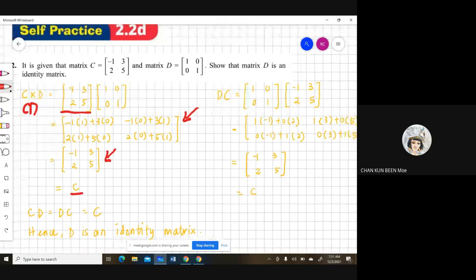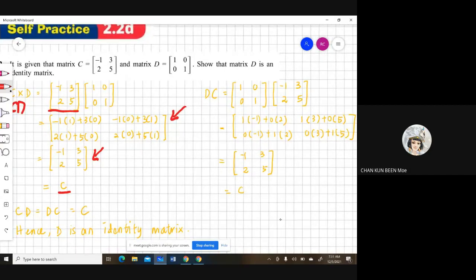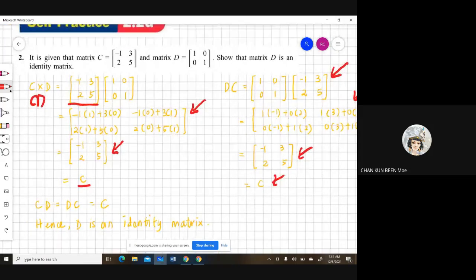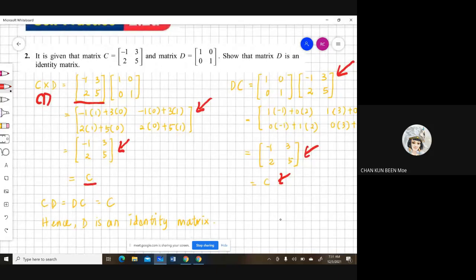And then you solve the other one on the right, the other way around, whereby D multiply with matrix C. You show the calculation and then you get the answer, which is exactly the same as matrix C. So you already know that CD multiplied by DC is equal to C. Therefore, D is an identity matrix, because the matrix that multiply with an identity matrix comes up with the matrix itself. It's an identity matrix.